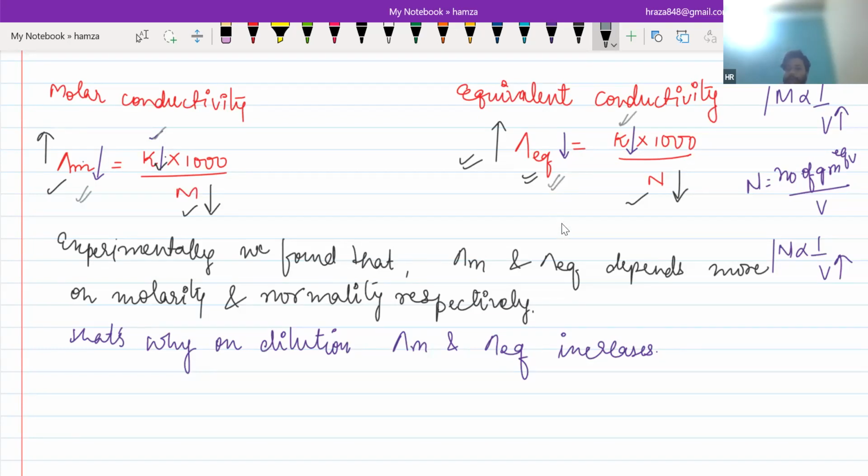But at the same time, due to dilution, volume increases. If volume increases, molarity decreases, and if molarity decreases, molar conductivity will increase. So both points are contradicting each other. But after experiment, we saw that molar conductivity or equivalent conductivity depends more on molarity or normality than conductivity. That's why molar conductivity and equivalent conductivity increase with increase in dilution. Is that clear?